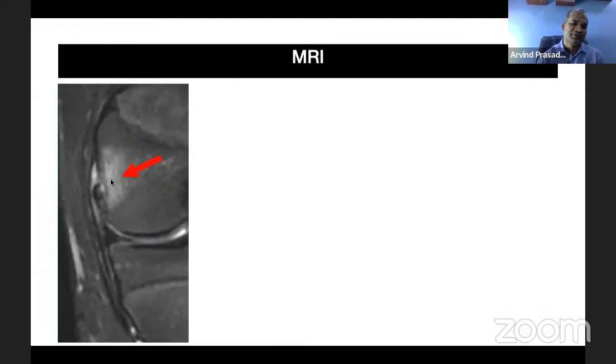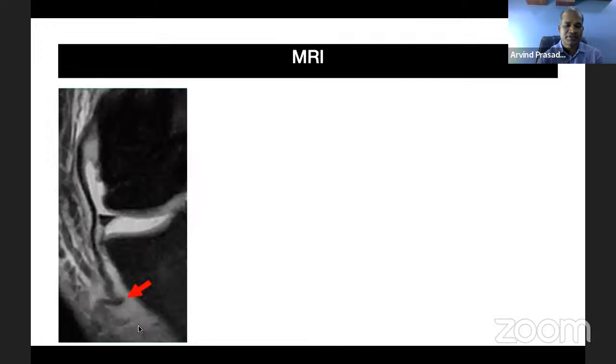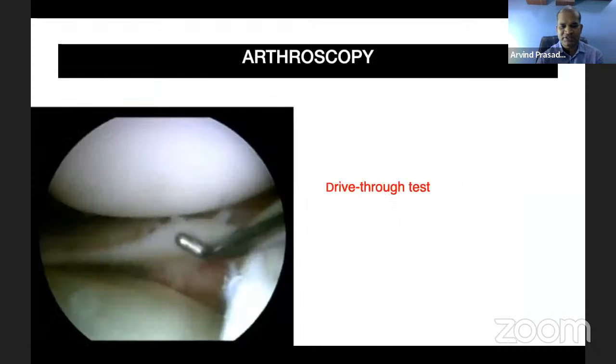Another avulsion, particularly on the deeper side. Here the deep MCL is called the meniscofemoral ligament. This can avulse from here, or this can avulse from here. You can see from the tibial side it is attached. Avulsion is there. So this avulsion injury can be easily picked up with the MRI.